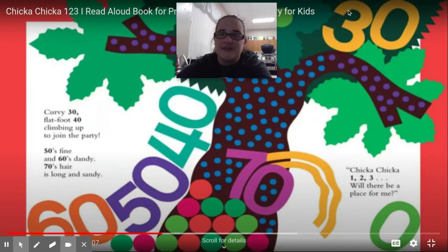Curvy 30. See how it's curvy? 30. Flat foot 40. Climbing up to join the party. 50's fine and 60's dandy. 70's hair is long and sandy. Chicka, chicka, 1, 2, 3. Will there be a place for me?